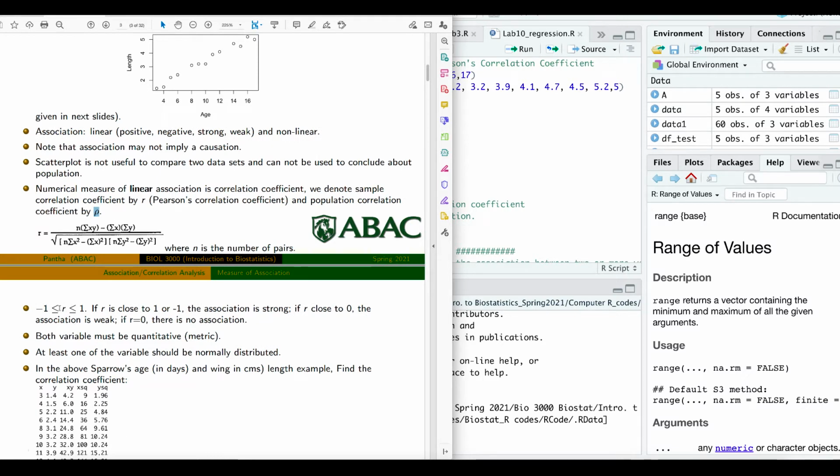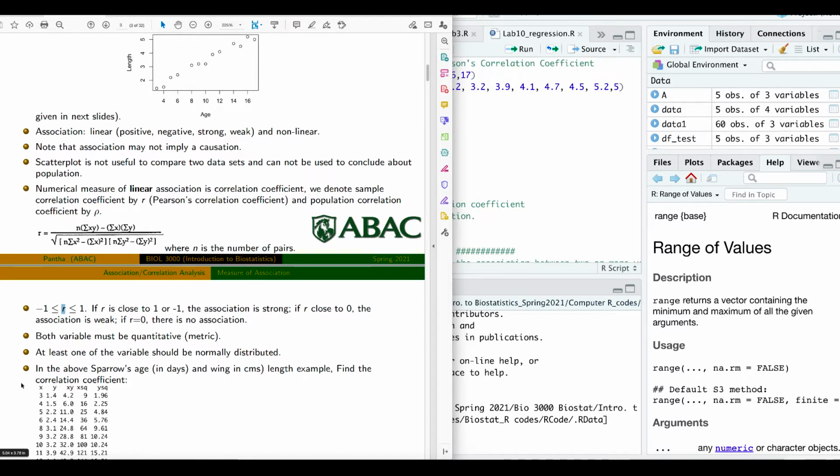The sample correlation coefficient always lies between -1 and +1, including -1 and +1. If r is close to +1 or -1, the association is strong. If r is close to 0, the association is weak. And r equal to 0 means there is no association, okay?